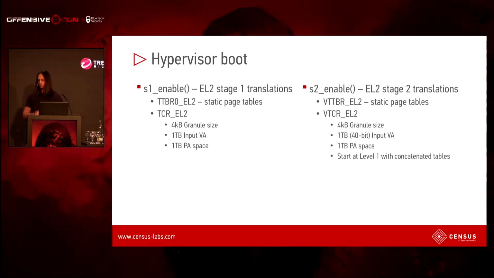Next, we have S1 enable and S2 enable. S1 is the stage 1 translation for EL2. We're not going to be focusing on that one. Stage 2 is really important for us. The page tables are statically defined, and the configuration for stage 2 is a 4 kilobyte granule size and a 40-bit input virtual address. And we also start at level 1 with concatenated tables. This is very important for our analysis and to understand how things work.